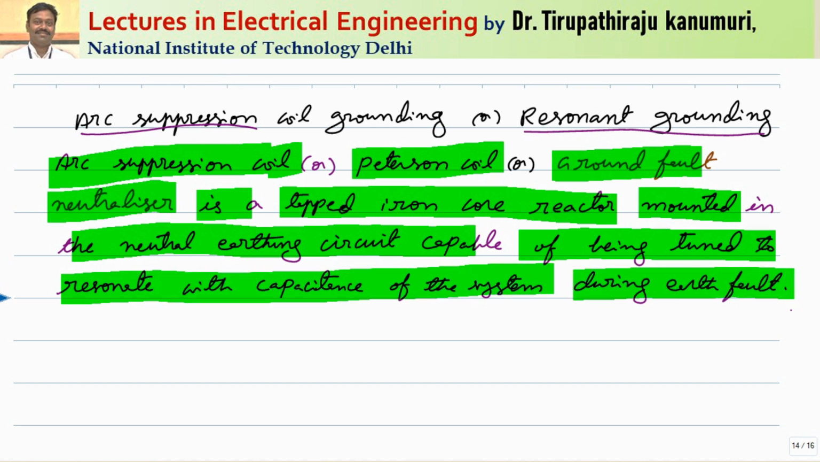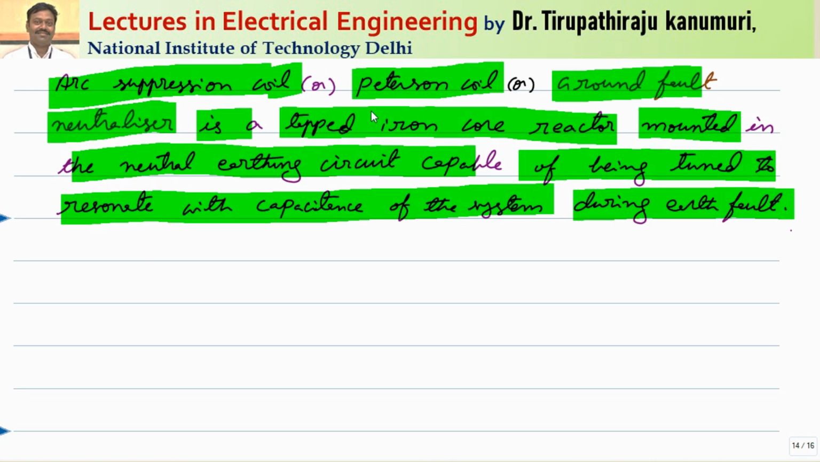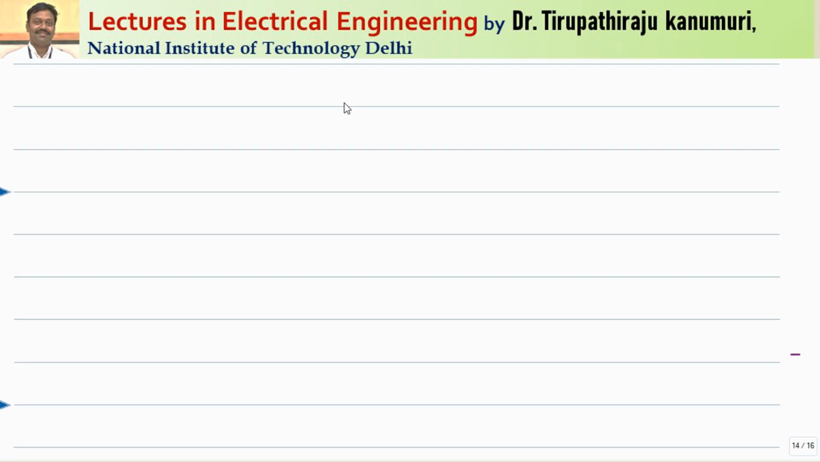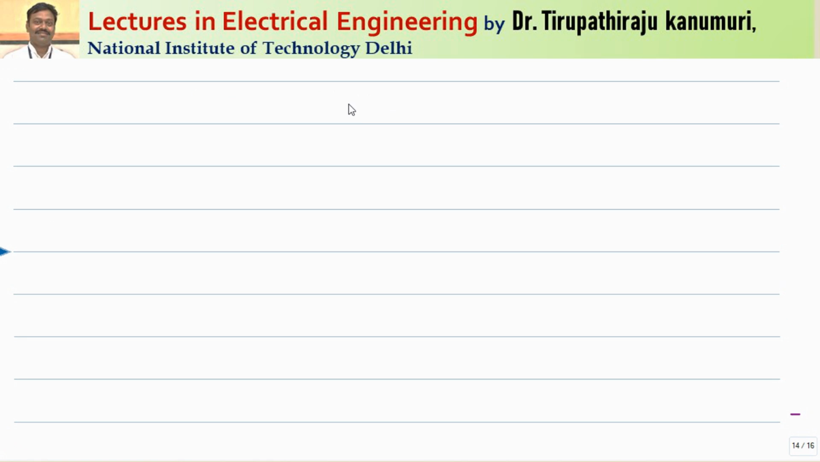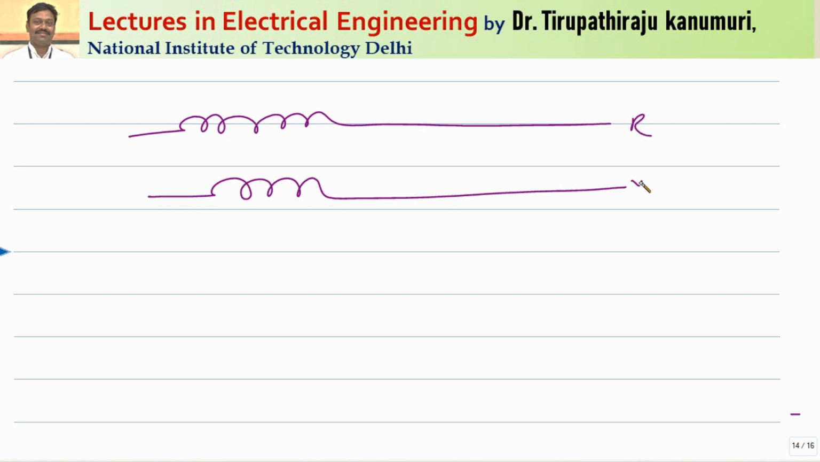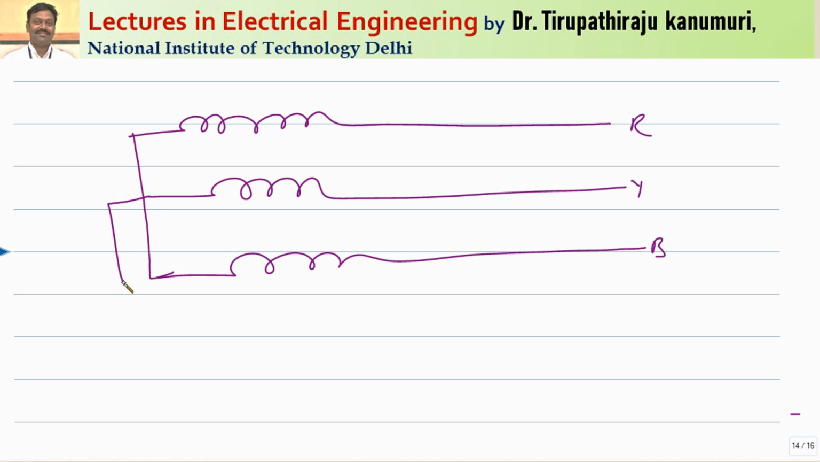So what is the meaning of this? Let us try to analyze this one. I am taking the circuit, how it will be connected, and then we will analyze it. We know that these are the three phases, and we have already discussed these things in our previous lectures. The three phases I am taking as R, Y, and the third phase is the B phase. The neutral point will be connected to ground through a tuned reactor.